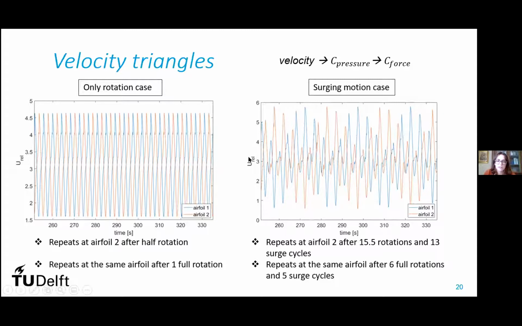And you can see there is an important difference between the only rotation case and the surging motion case, because in the only rotation case, the flow repeats itself at blade 1 and at blade 2 every half rotation or every full rotation, and instead in the surging motion case you have to wait a longer number of rotations and a longer number of surge cycles in order to repeat the same flow at the two blades, making the flow very complex.